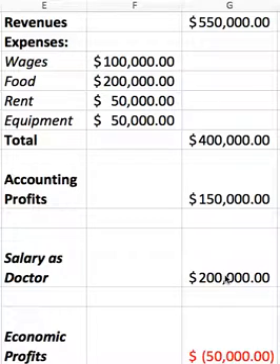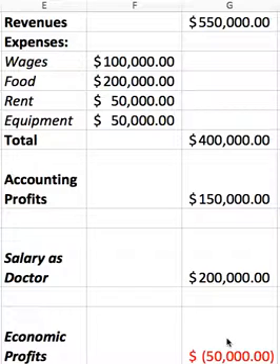So when we look at it purely from an economic standpoint, did he have any economic profits by leaving being a doctor and starting this new business, running a restaurant? We simply take accounting profits and subtract what he forwent, the opportunity cost of $200,000, and we come up with an economic loss of $50,000.